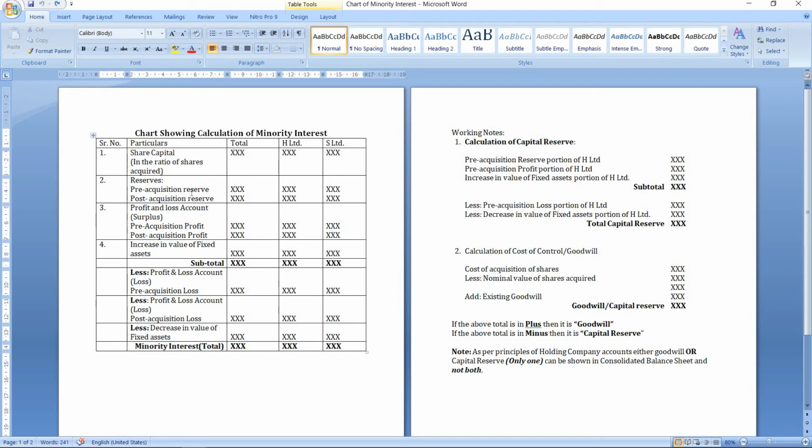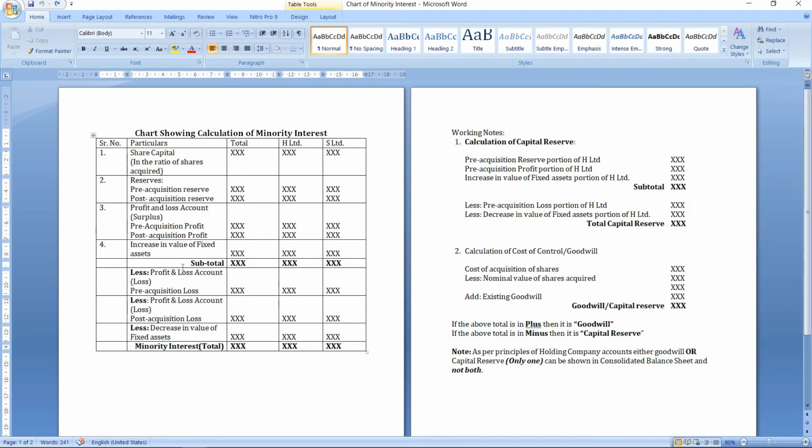While explaining, I've already told you that whatever item is pre, whether it is pre-acquisition reserve or pre-acquisition profit, it is in the nature of capital. So that we have to take here. And if there is an increase in the value of fixed assets, even that has to be taken.